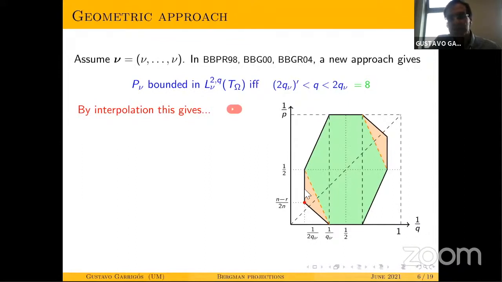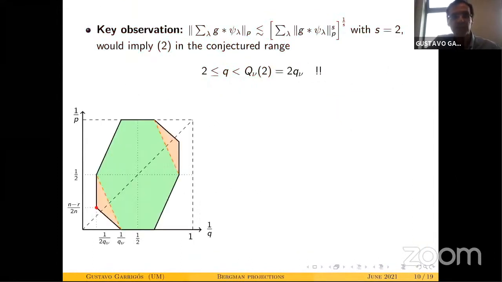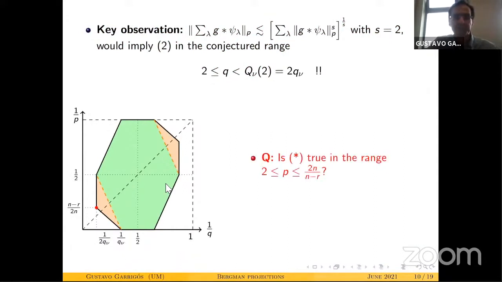Okay, you cannot expect S equal to two always, because it is not going to be true, but you can expect that S equal to two maybe holds when P is between two and this index, okay? And that was one of the connections with the decoupling inequalities that I will draw. Okay, the figure was here as well. So this is the question: can we prove this thing for P between 2 and this number?